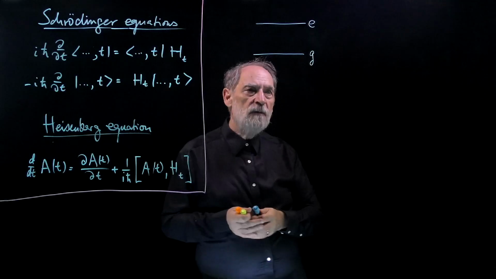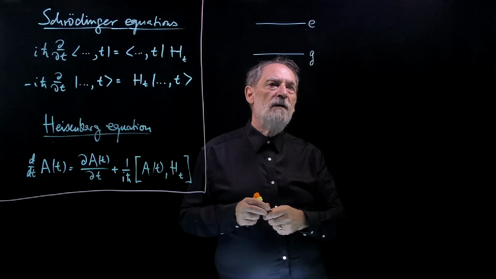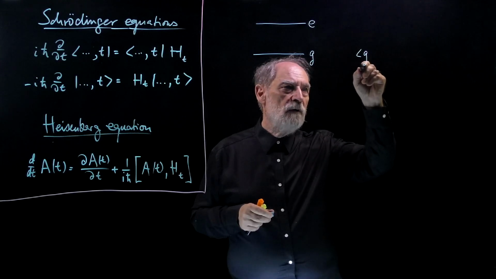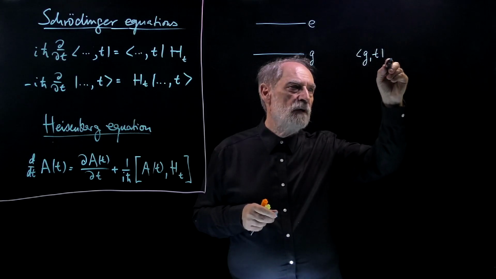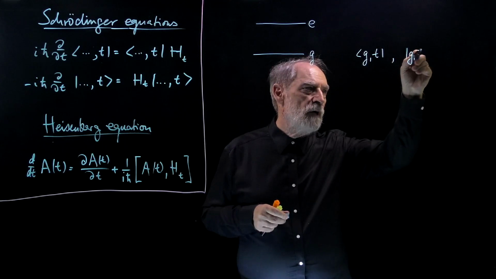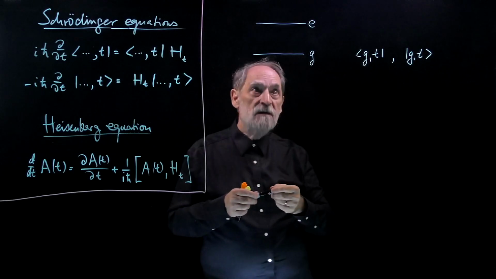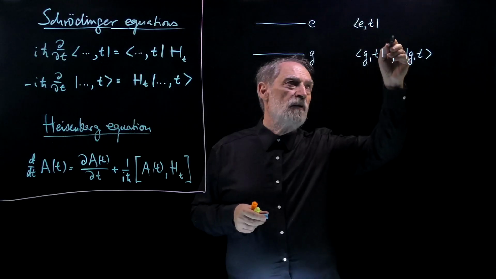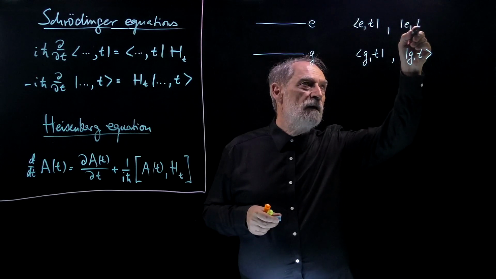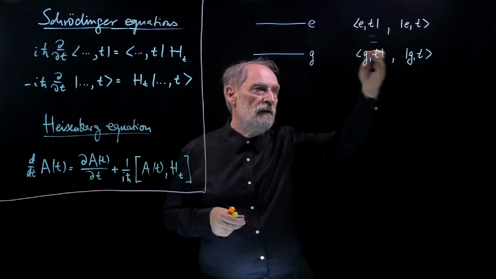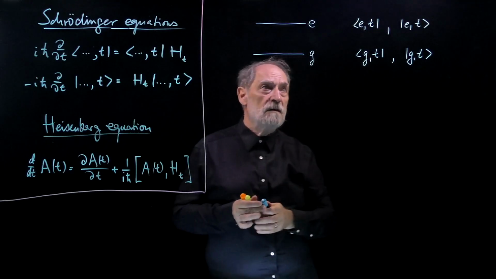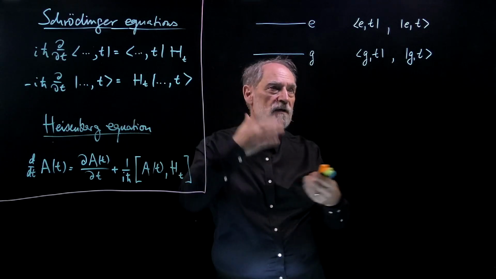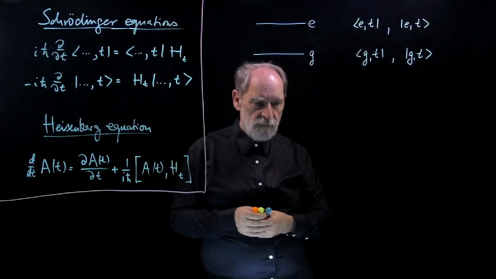So if the atom is in the ground state at some time, well, there will be a ket or a bra that goes for the ground state at the time t that we are talking about. So there is a bra and a ket. And same for the excited state. So an excited state bra and an excited state ket. And they depend on time, because it matters which time we are talking about. Is the atom excited at this time, or is the atom excited at the other time?